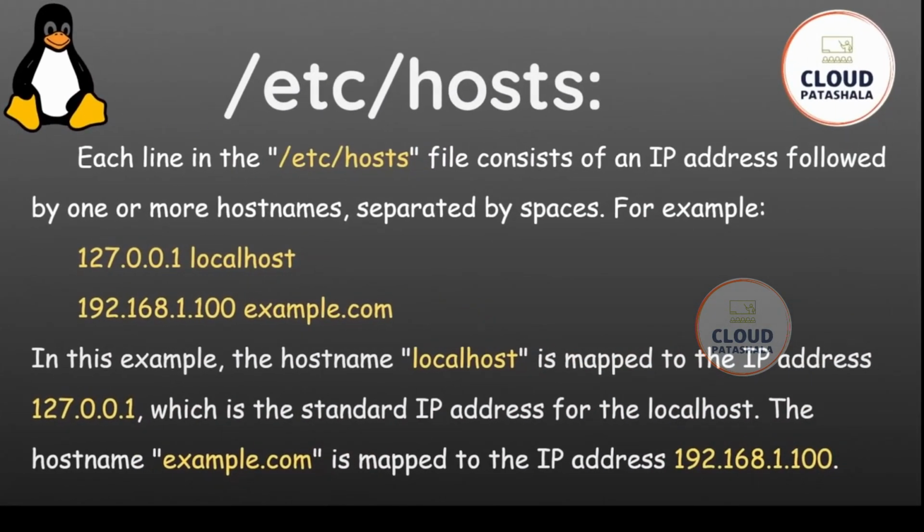Each line in the /etc/hosts file consists of an IP address followed by one or more host names separated by spaces. For example, we could say 127.0.0.1 would point to localhost, 192.168.1.100 would point to example.com. In this example that we see above, localhost is mapped to the IP address 127.0.0.1, whereas example.com is mapped to the IP address 192.168.1.100.